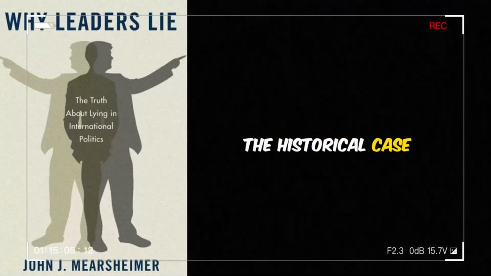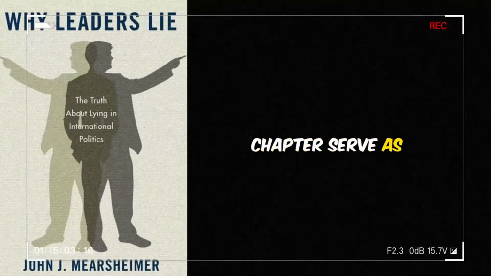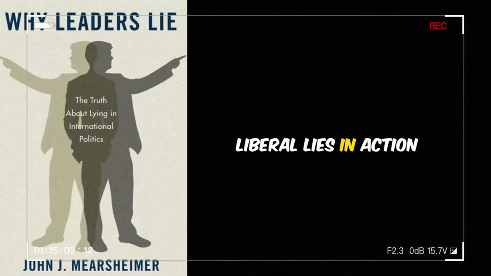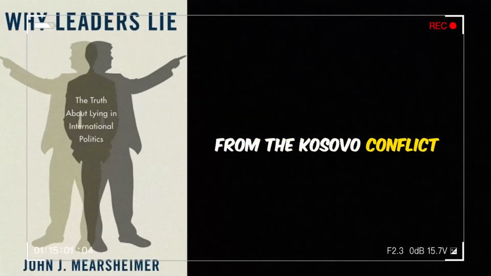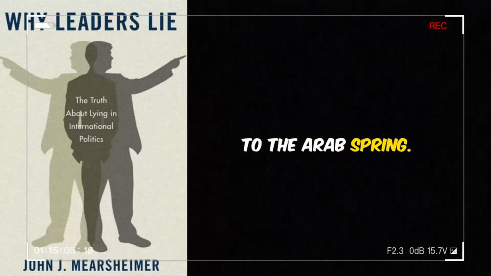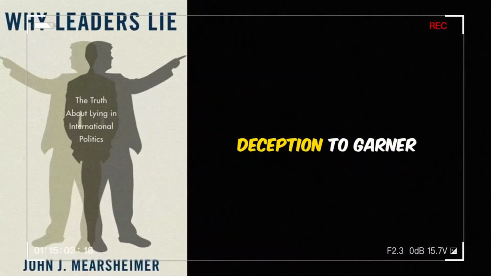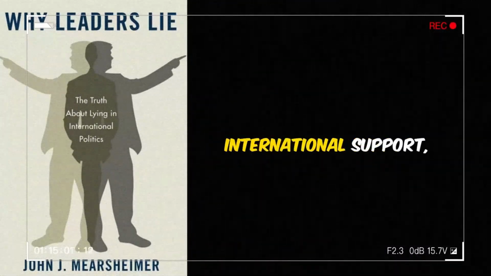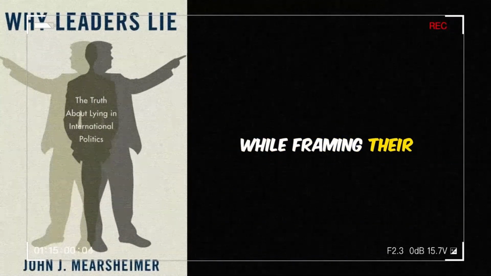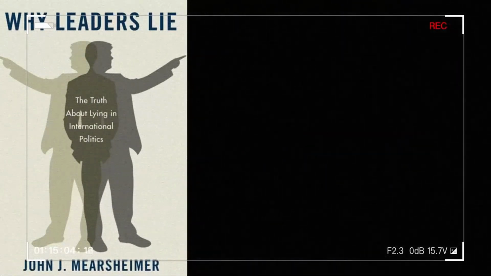The historical case studies featured in the chapter serve as tangible examples of liberal lies in action. From the Kosovo conflict to the Arab Spring, these instances illustrate how leaders may strategically employ deception to garner domestic and international support while framing their actions as morally justified.